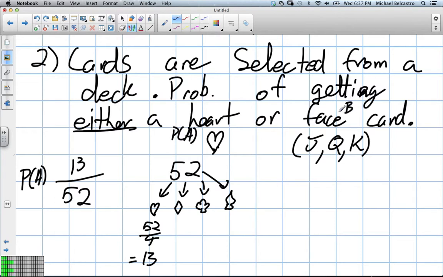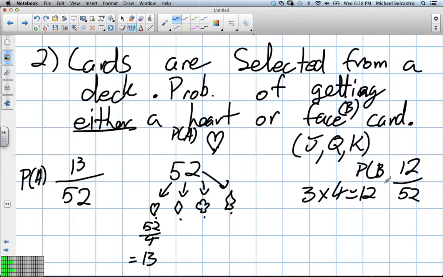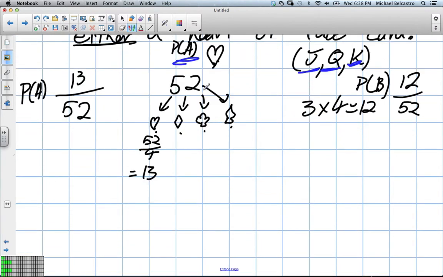Event B is face cards. Well, how many face cards are there? We know there's 3 per suit, and there are 4 suits, so 3 times 4 gives us 12. There are a total of 12 face cards. In other words, 12 out of 52 is the probability of event B happening. But what ends up happening, if we count them individually, is we're double counting the jack, queen, and king of hearts. And I'll show you what that means.